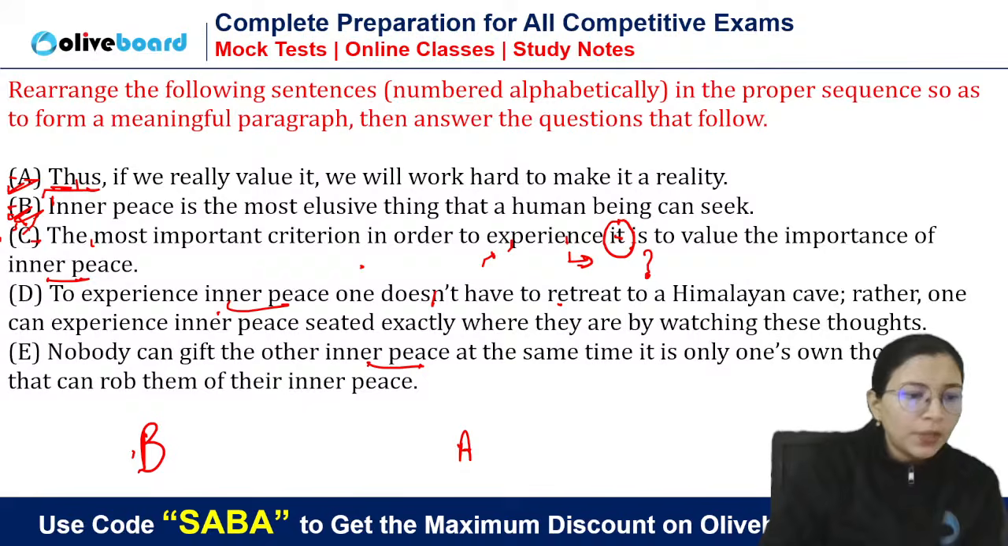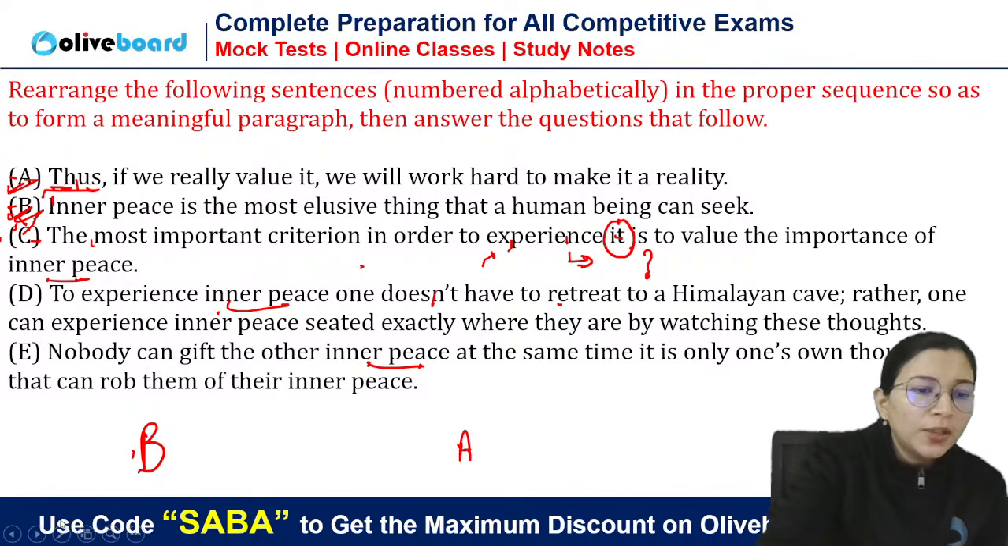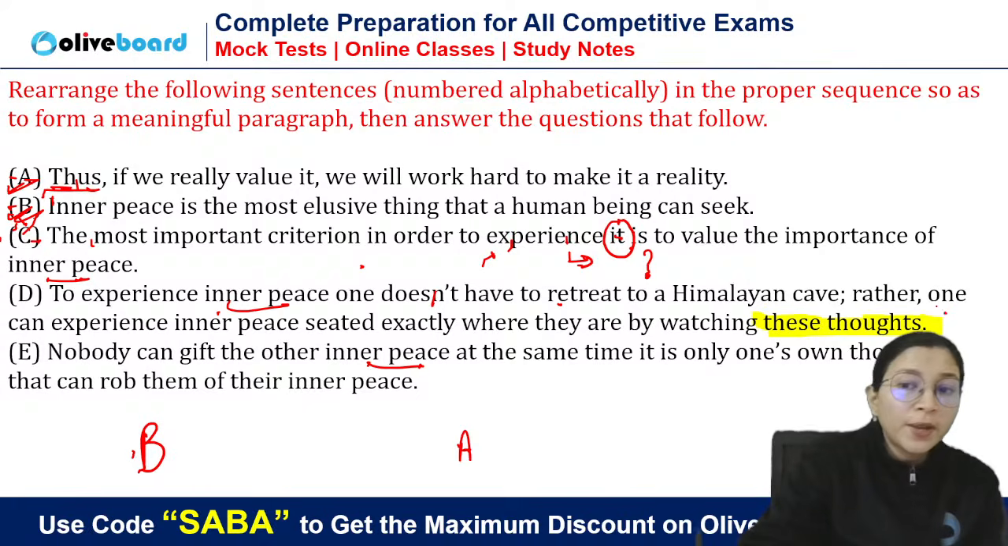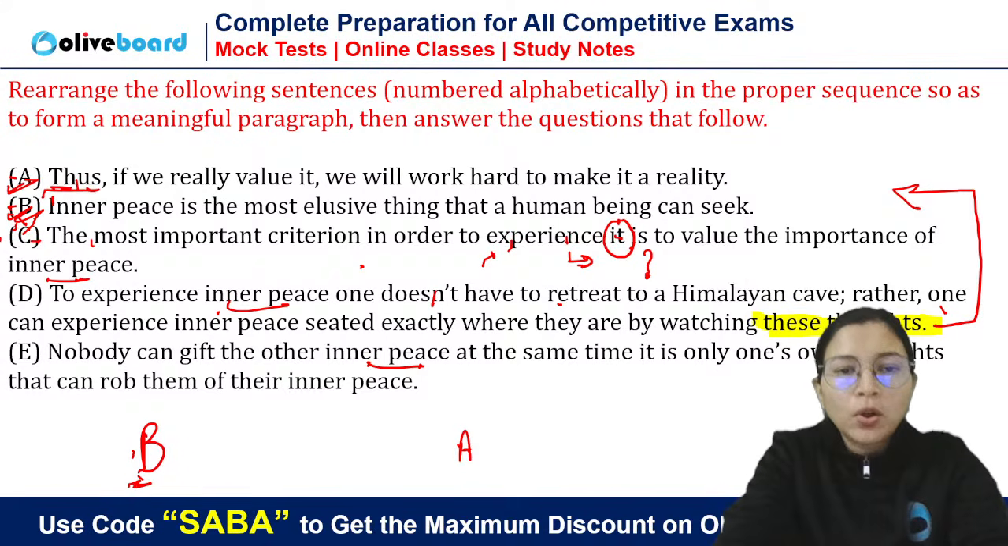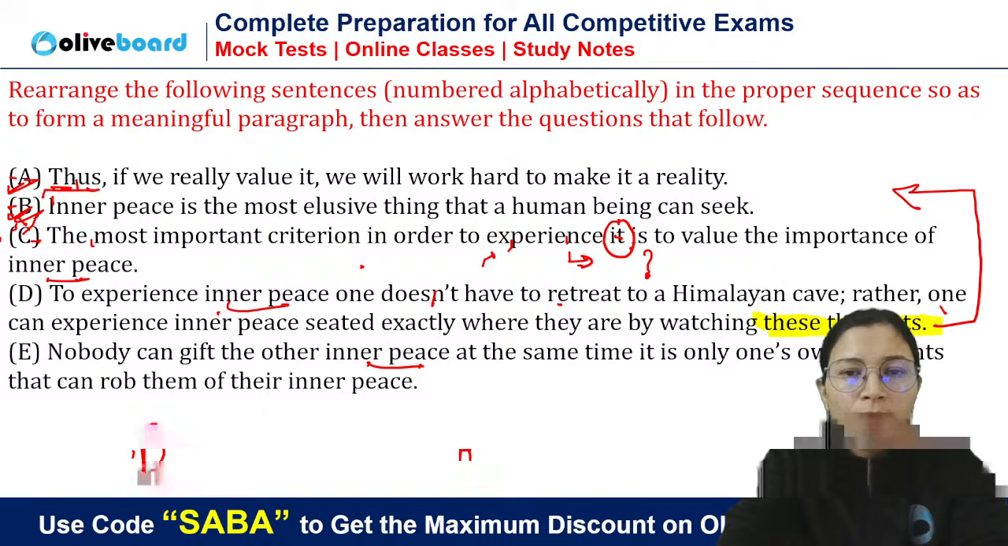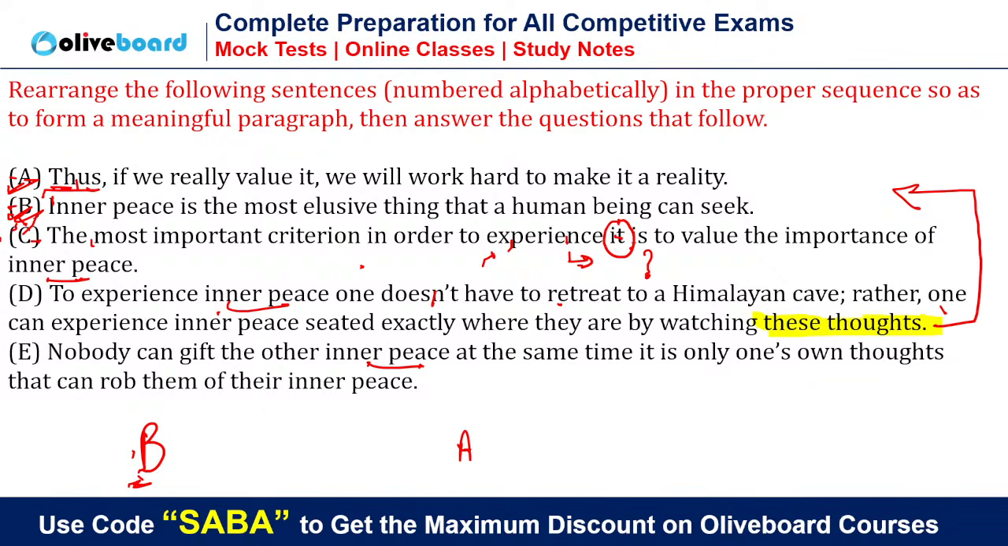To experience inner peace, one does not have to retreat to a Himalayan cave. Rather, one can experience inner peace seated exactly where they are by watching these thoughts. This is what I told you. In first sentence, did we discuss any thoughts? It means everybody is wrong. Those who said that I'm 100% correct. Can you see any thoughts in statement B? Now read the sentence and tell me, where did you get the word thoughts? I think you might have read also. Where did you get the word thoughts?